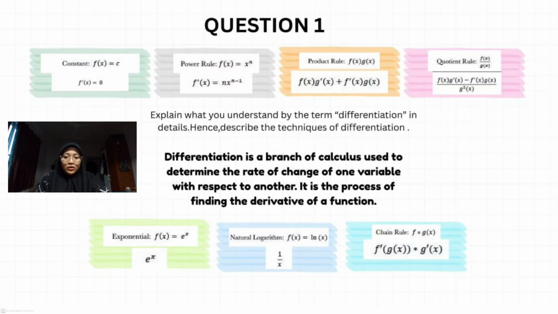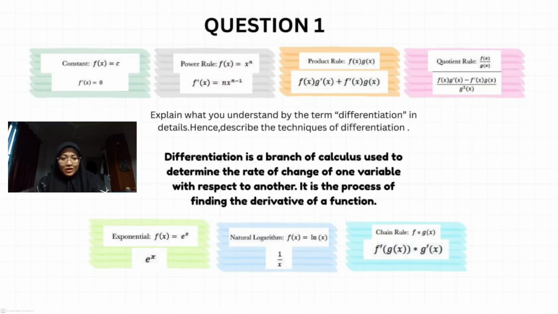2025860938. So, today I would like to explain what I understand about differentiation and the technique of differentiation. Differentiation is a branch of calculus used to determine the rate of change of one variable with respect to another. It is the process of finding the derivative of a function. Differentiation is important because it helps us analyze change in quantities and solve problems in mathematics, science, engineering, and economics.